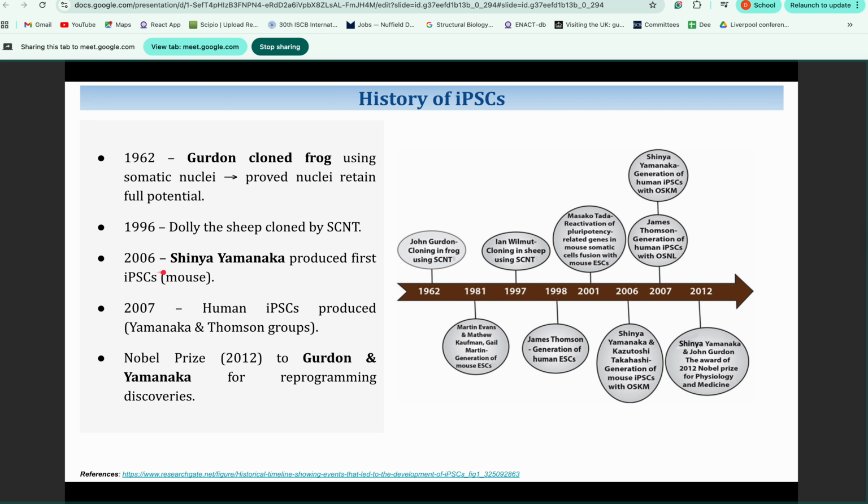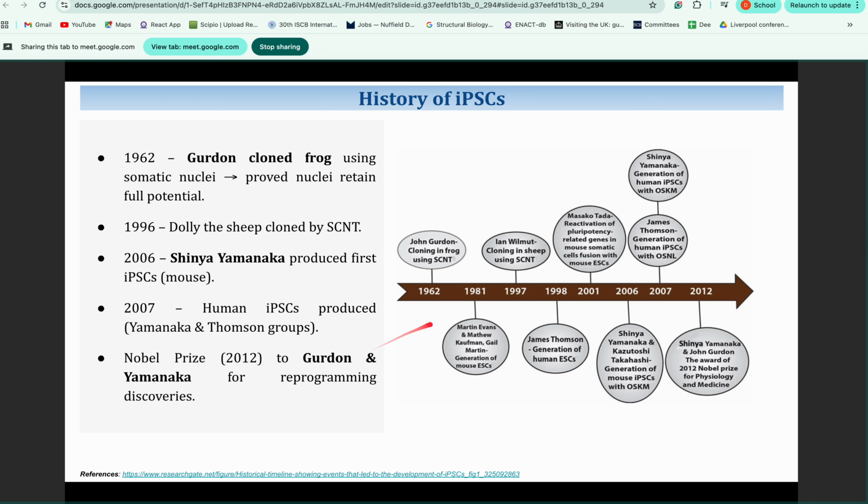In 2006, Shinya Yamanaka produced the first iPSC mouse. In 2007, human induced pluripotent stem cells were produced by the Yamanaka and Thomson groups. And then in 2012, the Nobel Prize was won by Gurdon and Yamanaka for the reprogramming discoveries. So this is how iPSCs originated, starting from 1962 till 2012.